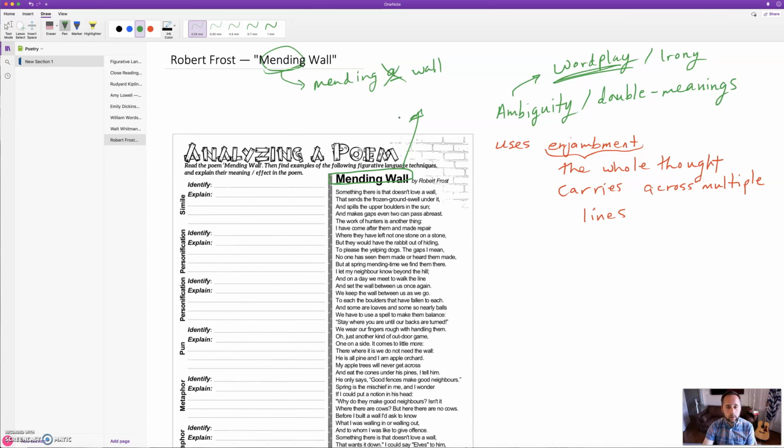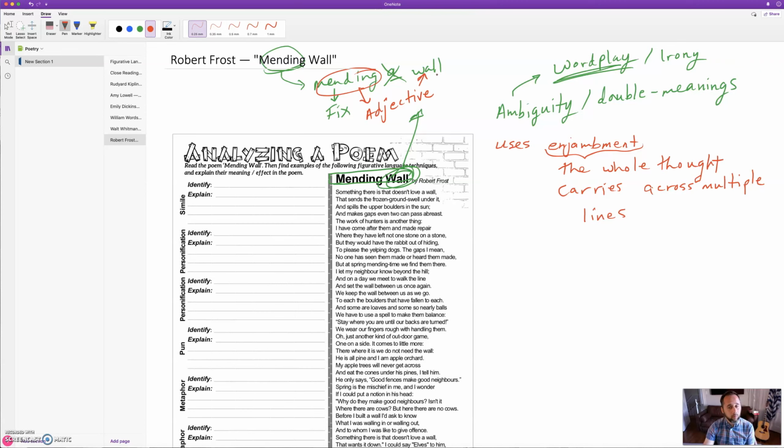So the wall itself becomes the subject here. And mending wall means a wall that fixes something. Okay, mending is to fix. If it's a mending wall, it's a fixing wall. It's a little bit strange, right? There's a wordplay going on here. So the wall itself, the mending has become an adjective in this case about the wall.